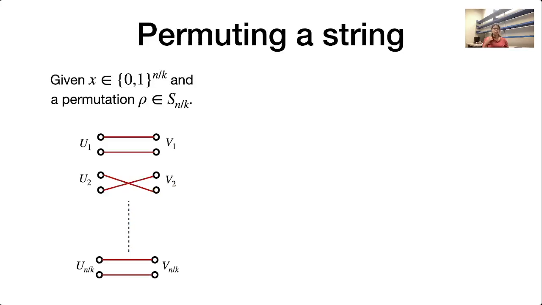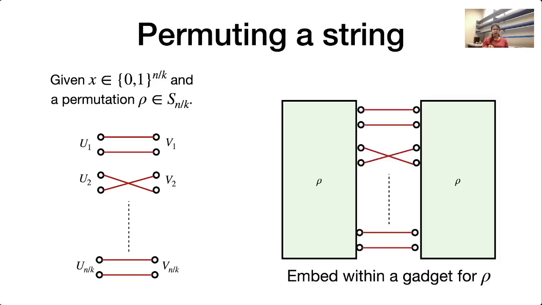The next step is to permute a string, and we'll see what I mean by that shortly. We're going to be given a string x and a permutation rho from S n over k. The graph on the left is the gadget we constructed for the string already, and we're going to embed this in a gadget for rho. I'm not going to talk about what this specific gadget for rho is because of time constraints. I'm only going to talk about what the final effect of it will be. So we'll have two different gadgets for rho, and this gadget for x is going to sit between them. This construct is going to be called a block for us, on input x and permutation rho.